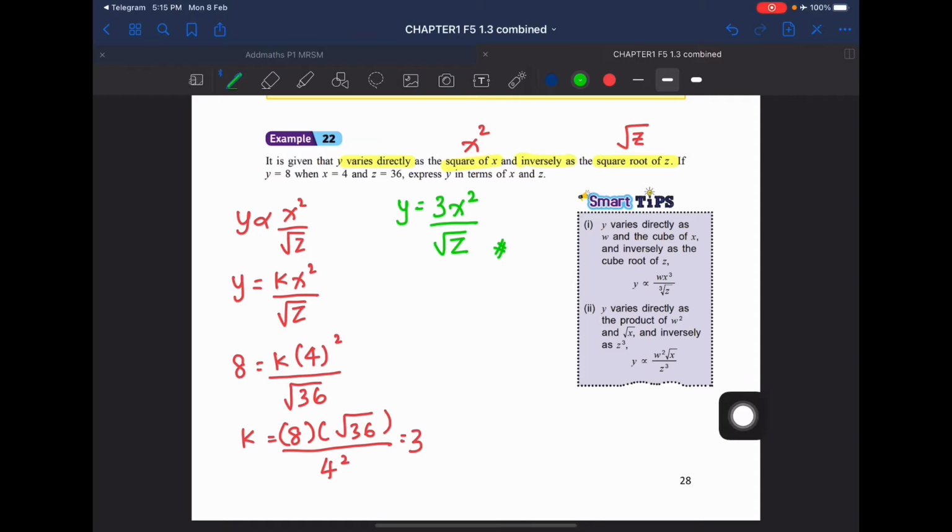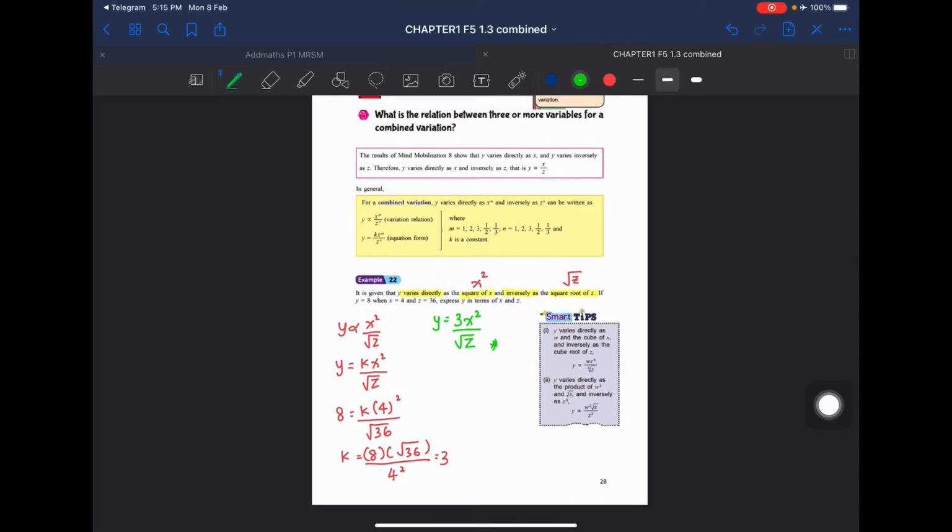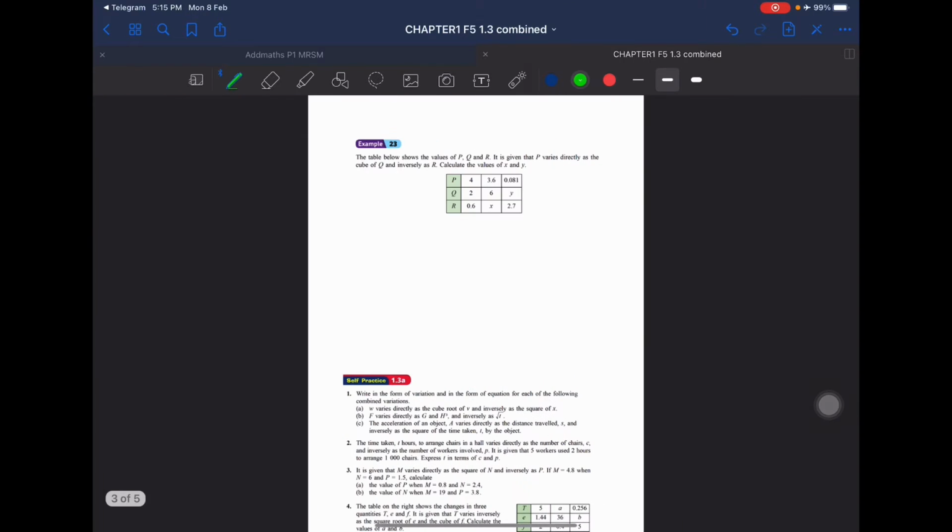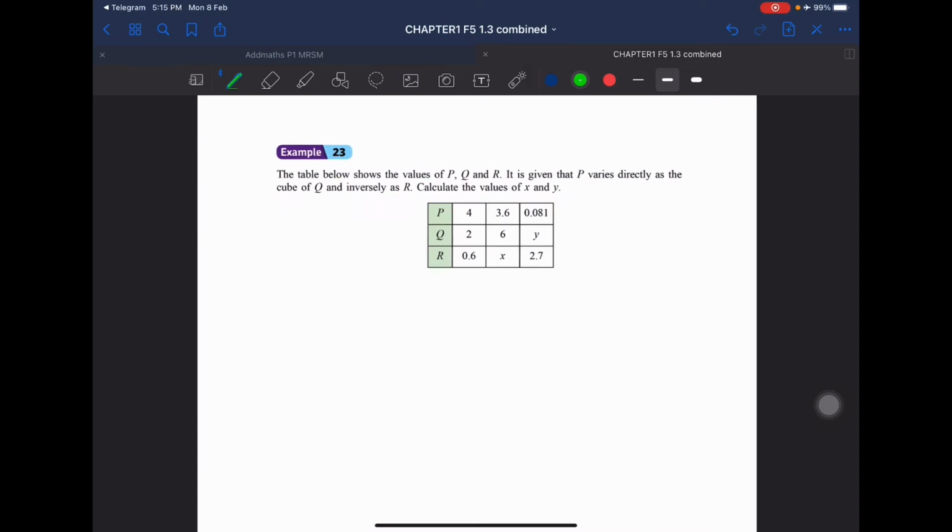Please make sure you read these smart tips over here. Now we proceed with example 23. This example gives you the information in table form. The question is: the table below shows the values of P, Q and R.